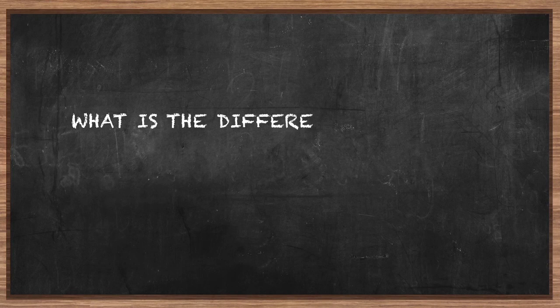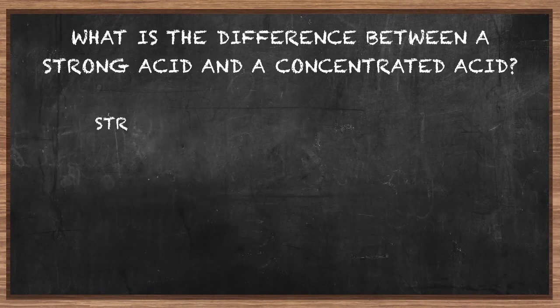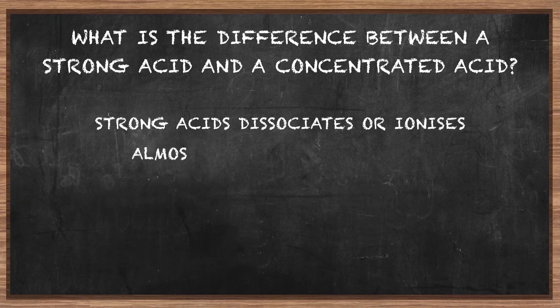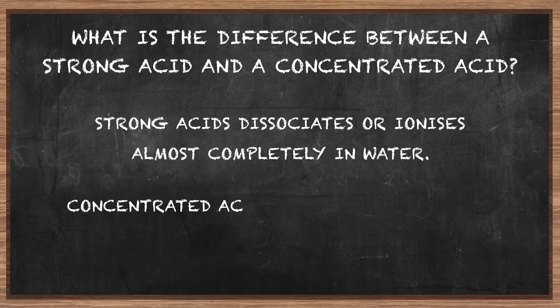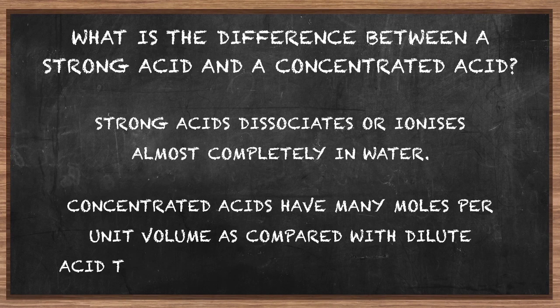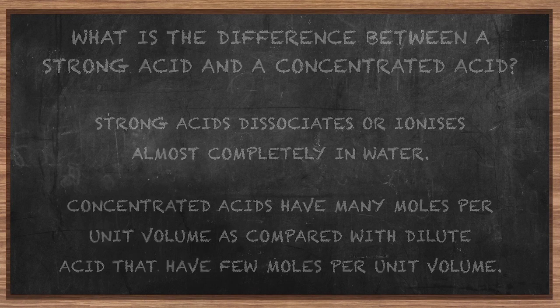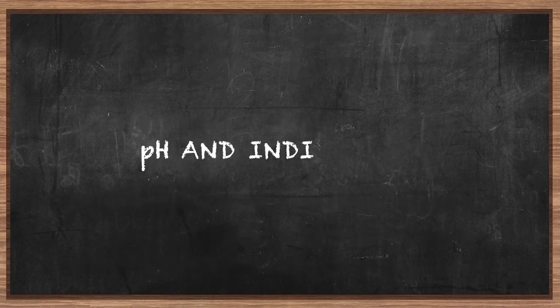The last question to pose is, what is the difference between a strong acid and a concentrated acid? Strong acids dissociate or ionize almost completely in water. Concentrated acids have many moles per unit volume as compared with dilute acids that have few moles per unit volume. Right. We are moving on to find out more about pH and indicators.